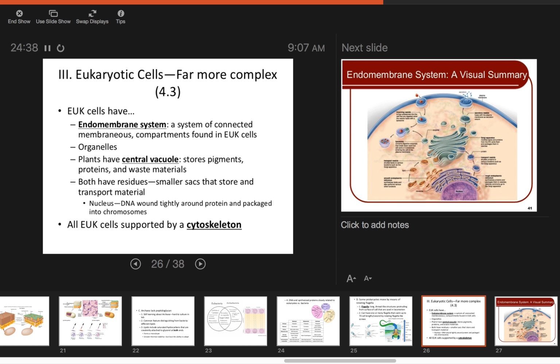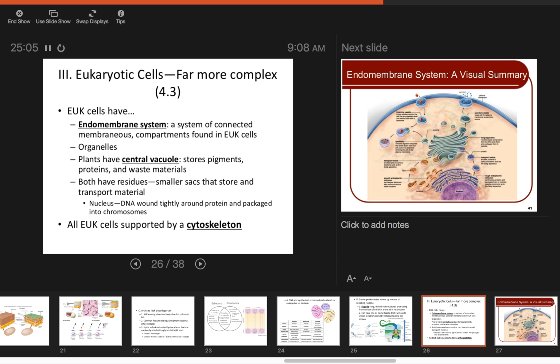Okay, eukaryotic cells. So they're a little bit more complex. Some differences: the endomembrane system, which will be part 2 of chapter 4. They have organelles. Plants have a central vacuole. Now, maybe in biology they said plants have vacuoles. Was that the case, or did you always call it the central vacuole? I remember, for plants, it's the central vacuole. Okay. No. Animal cells do have vacuoles. Yeah. Okay, good.